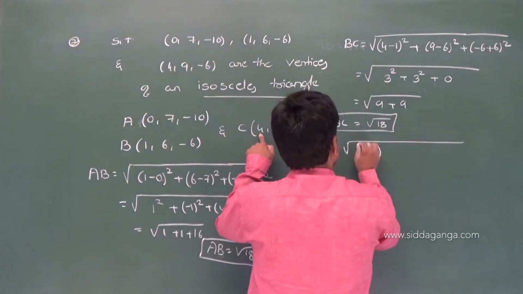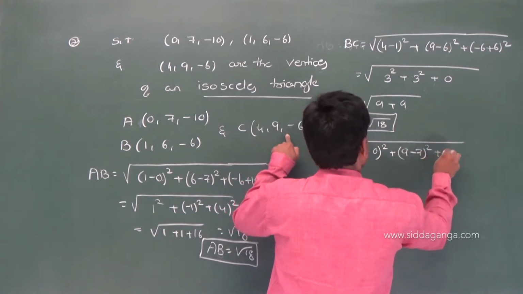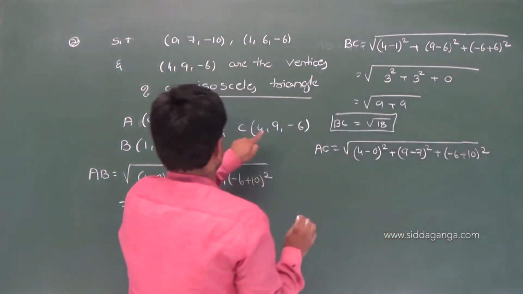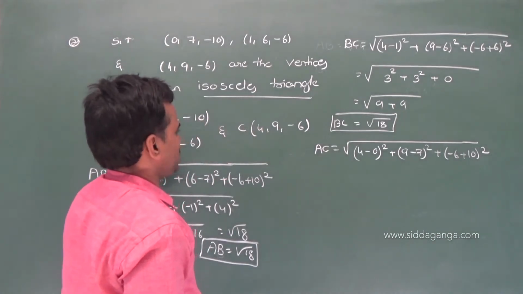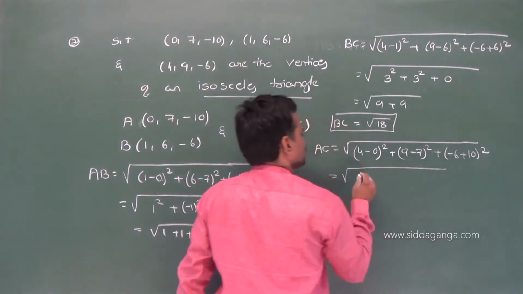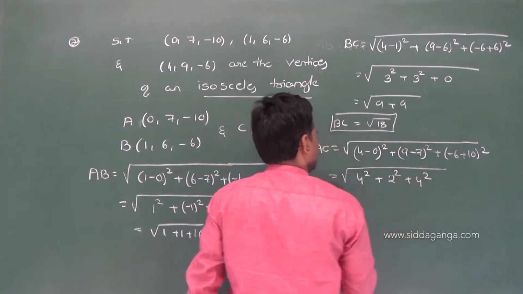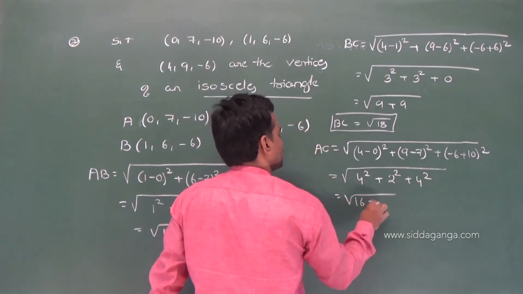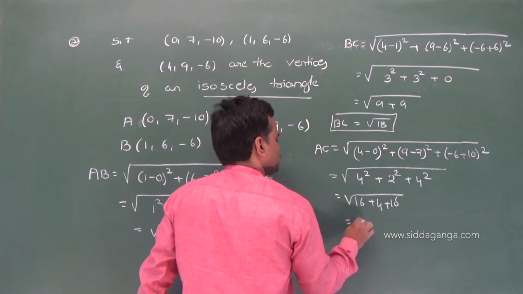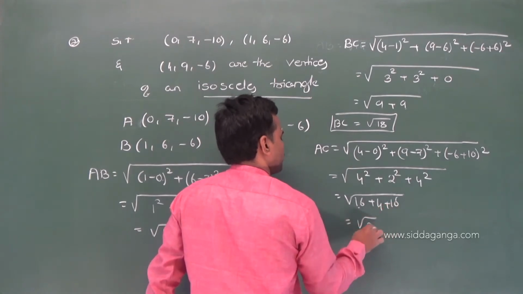4 minus 0 whole square plus 9 minus 7 whole square plus minus 6 minus of minus plus 10 whole square. Calculate this one also. 4 square plus 9 minus 7 is how much? 2 square plus 4 square. 16 plus 4 plus 16. 16 plus 4 is how much? 20. 20 plus 16, 36.